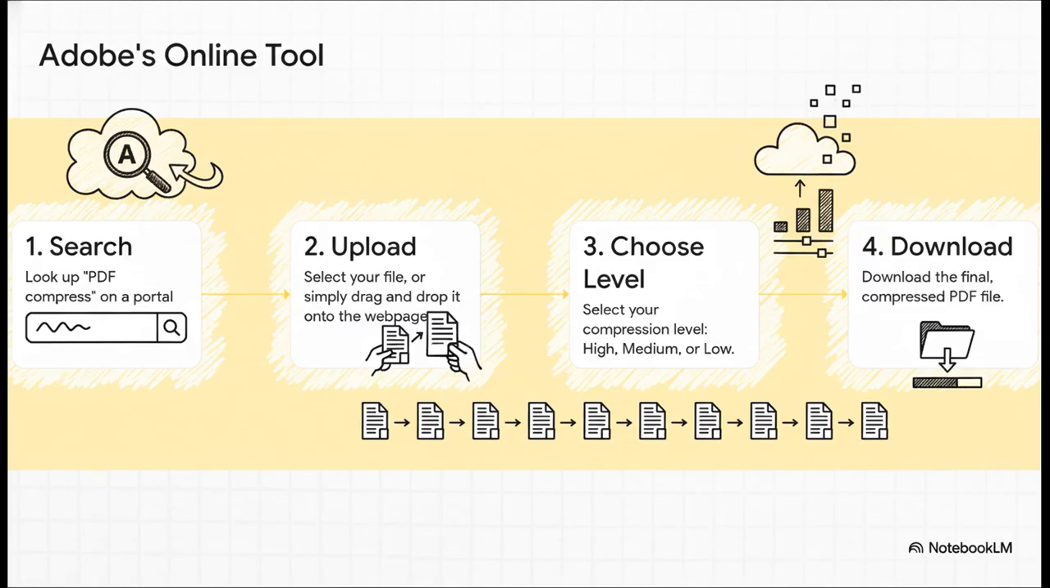It's seriously as easy as 1, 2, 3, 4. First, just Google PDF Compress or whatever search engine you use. Second, upload your file. You can literally just drag and drop it right onto the page. Third, you get to pick your compression level. Low, medium, or high. Just remember, the higher the compression, the smaller the file, but you might lose a little bit of image quality. And fourth, you just download it. That's it. It could not be more straightforward.